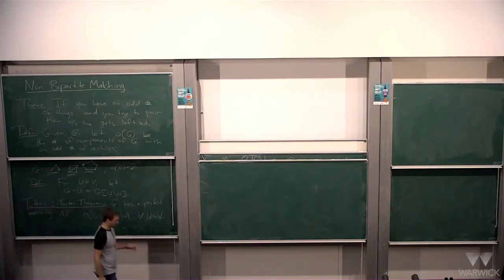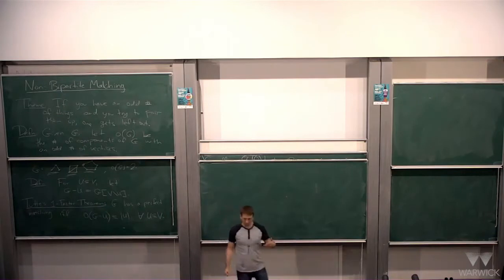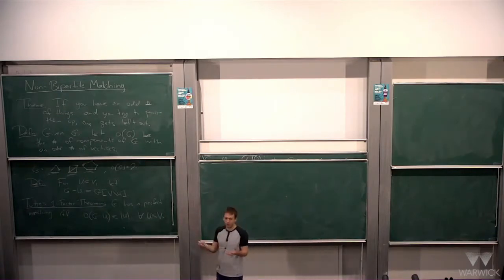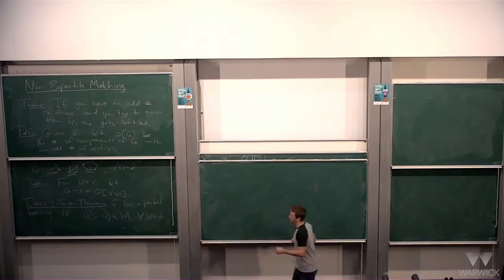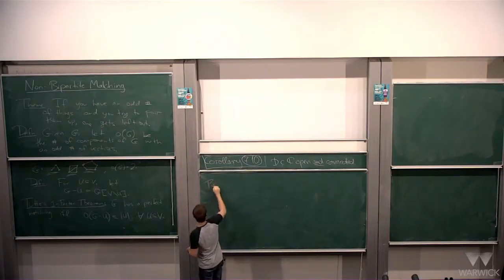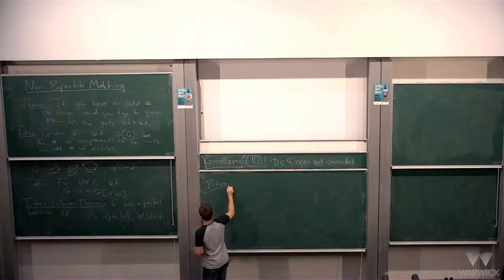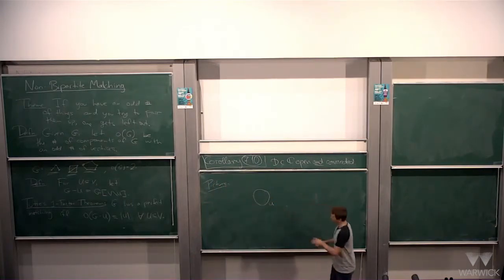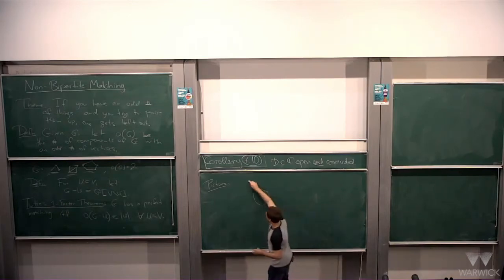Let me explain how you should think about this. Again going back to this theme, when you have an odd number of things, you simply can't pair them all up. So here's a picture of the idea: if you take a set U and you delete it from the graph, you're left with some components.